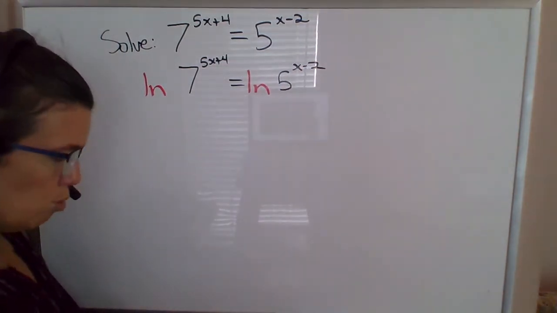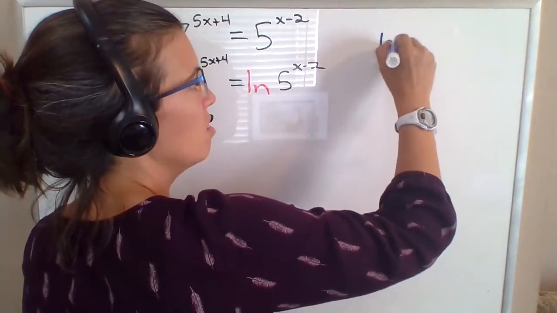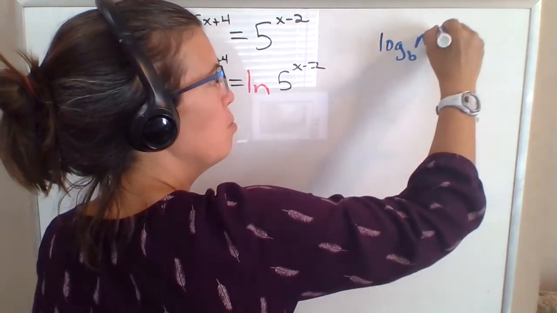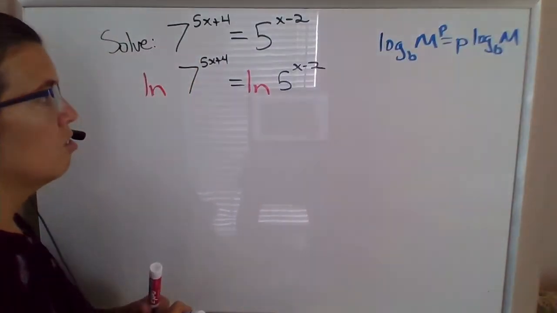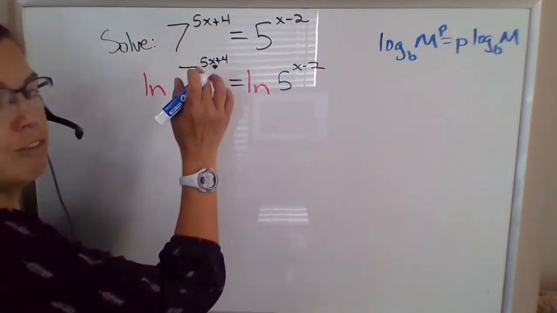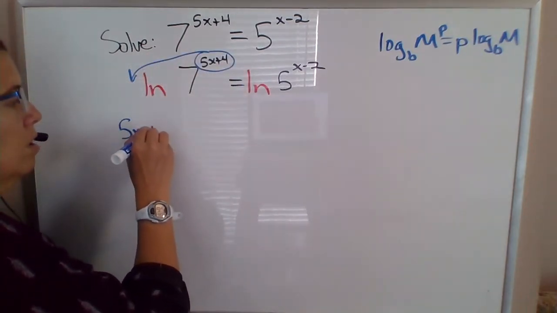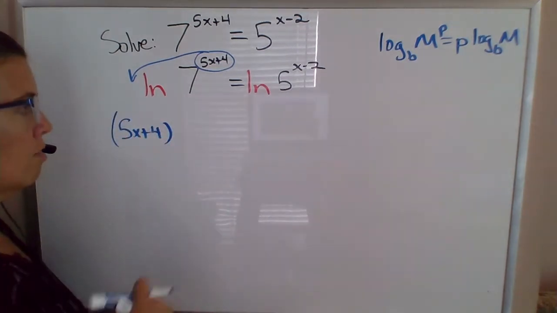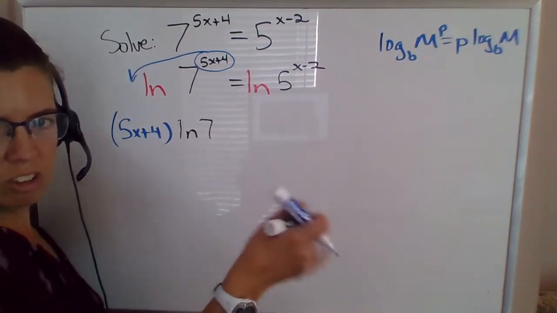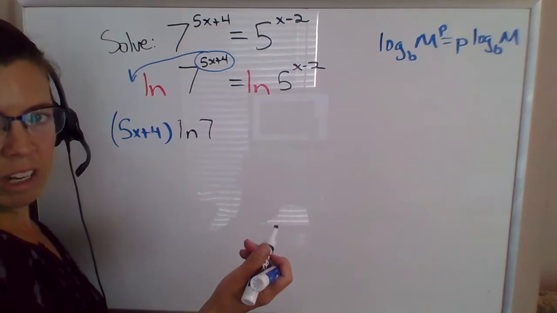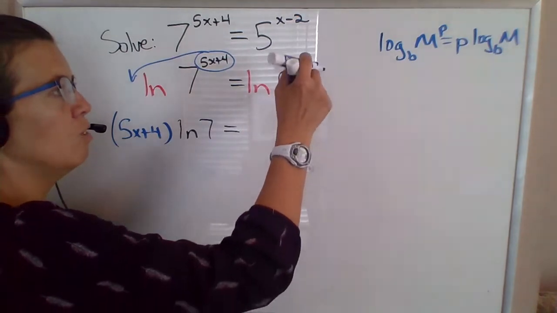The advantage of doing that is at this point we can take advantage of this property of logarithms that says if you have log base b of m to the p, that's equal to p times log base b of m. So in this case, ln of 7 to the 5x plus 4 is equal to 5x plus 4 times natural log of 7. And natural log of 7 is just a number. You can punch that into your calculator. It's some decimal number. So it's not a pretty, neat integer, but it is just a number times this 5x plus 4.